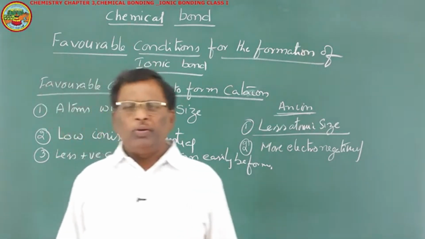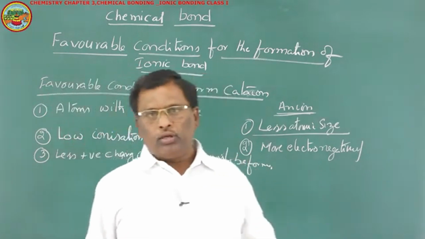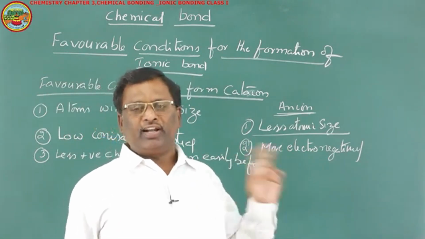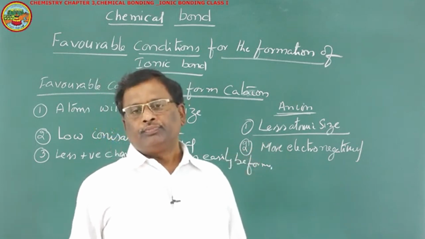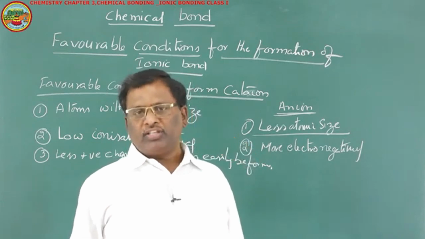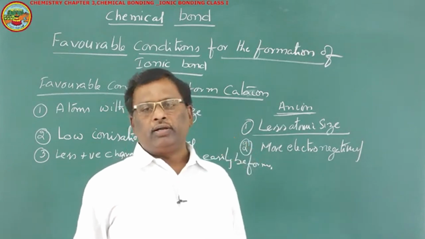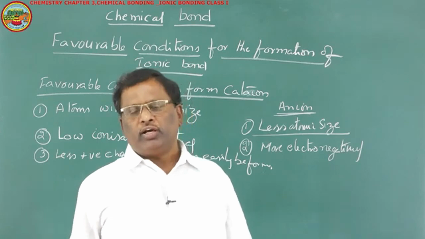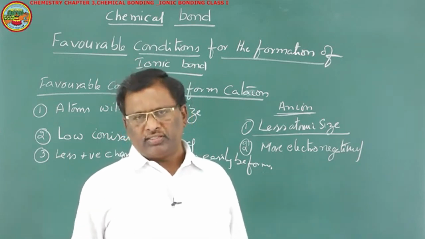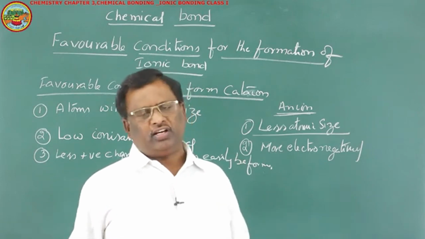So the conditions which are favorable for the formation of anion and cation separately for the two bonded atoms are the only favorable conditions for the formation of an ionic bond, because formation of an ionic bond will take place between two oppositely charged species, that is, between anion and cation.